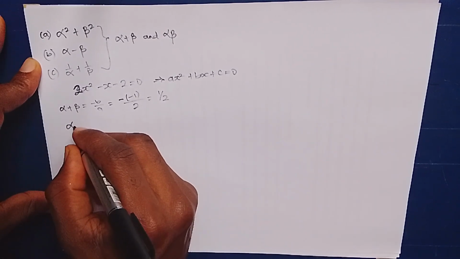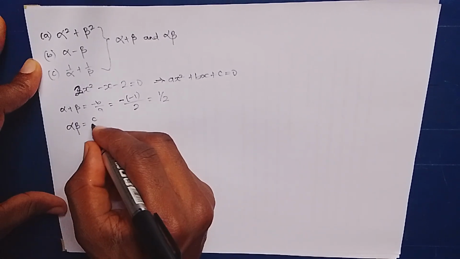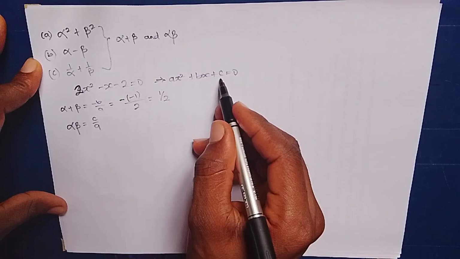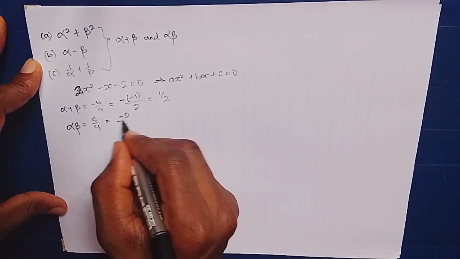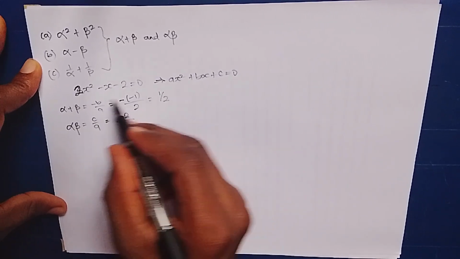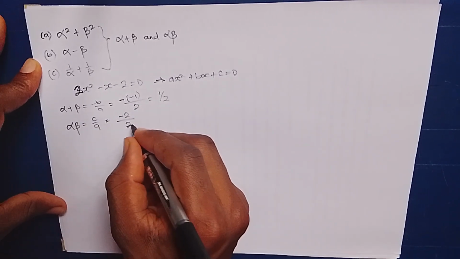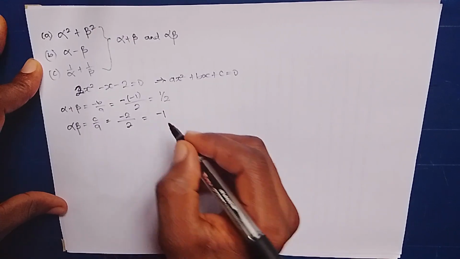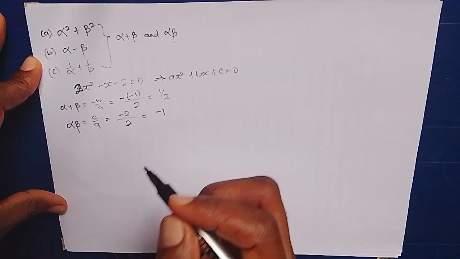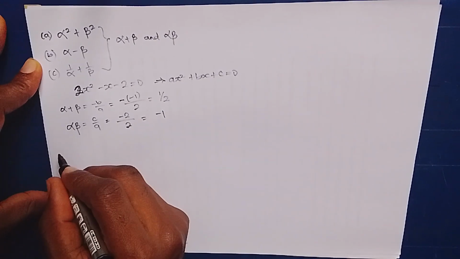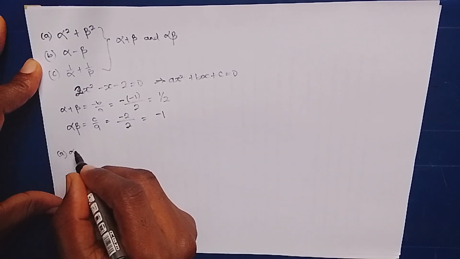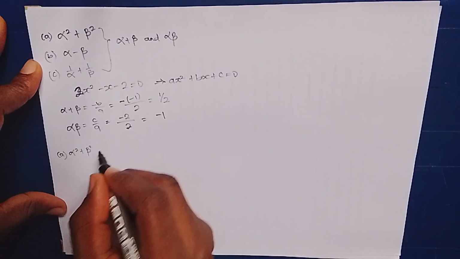So alpha beta, which is equal to c over a. From here, our c is equal to minus 2, and our a is equal to 2. So what we have here is minus 1. So now the question is that we are to find alpha squared plus beta squared. Let's start with alpha squared plus beta squared.